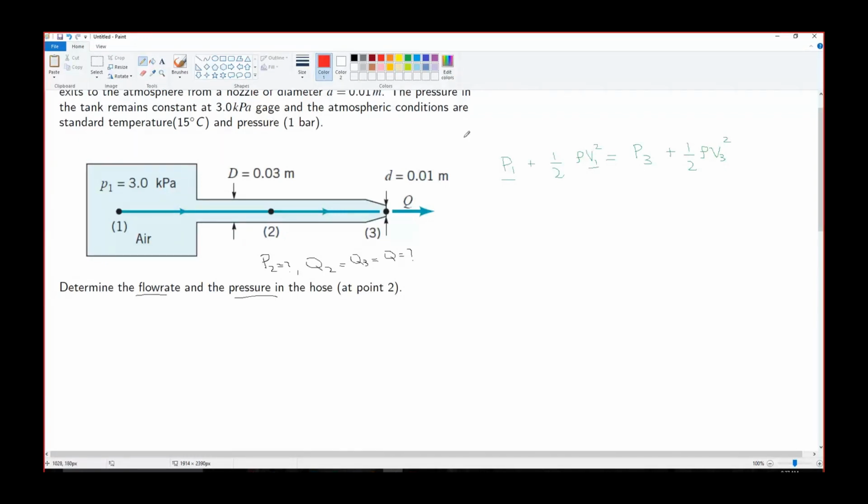It will start from rest, because it's a large tank and the velocity at point 1 as compared to the velocity at point 2 and point 3 would be very small, so we can neglect this velocity, right? What about P3? P3 is discharging into the atmosphere. It's a jet, right? So P3 would be atmospheric pressure, 1 bar, and on a gauge scale it is 0.